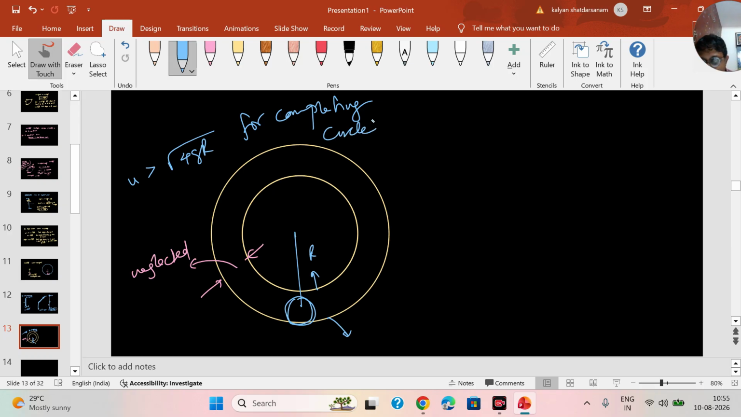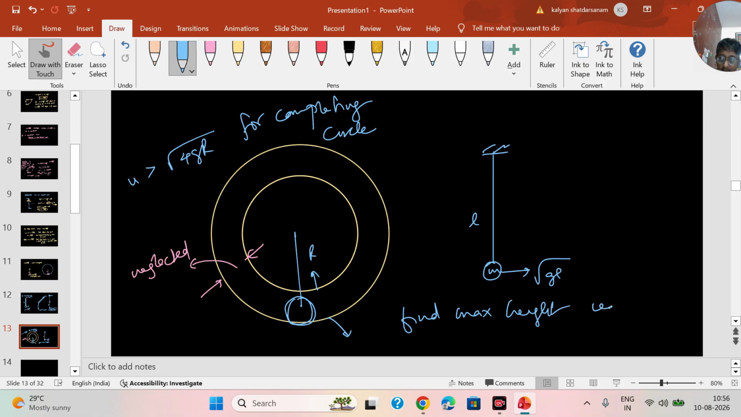The questions in this section are going to be sometimes extremely tough. Let me ask you first one question. Suppose I have got a ball, mass m, length l. Suppose I gave it a speed root gl. Find the maximum height reached by the ball. Just give a try. I'll just be back. So I want you to find the maximum height reached by the ball in this case.